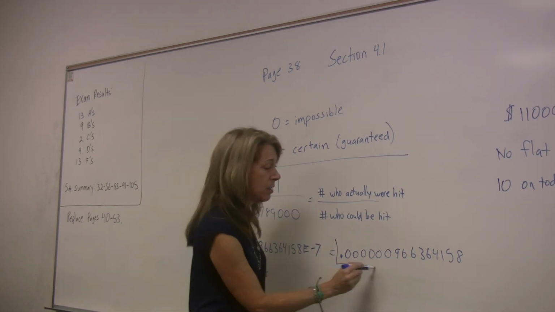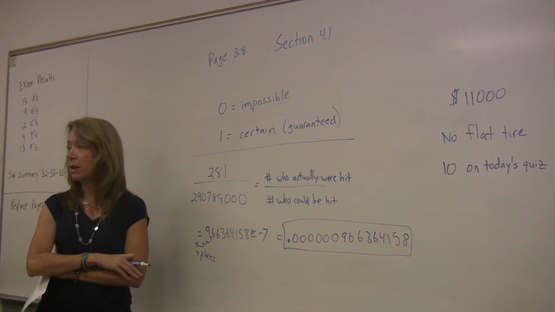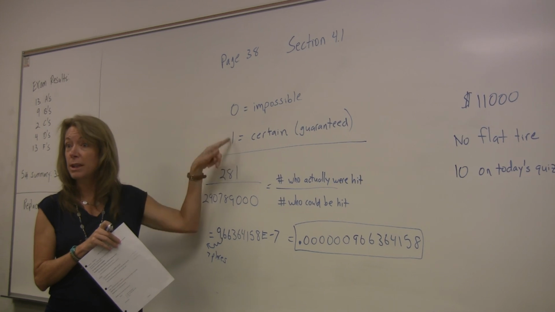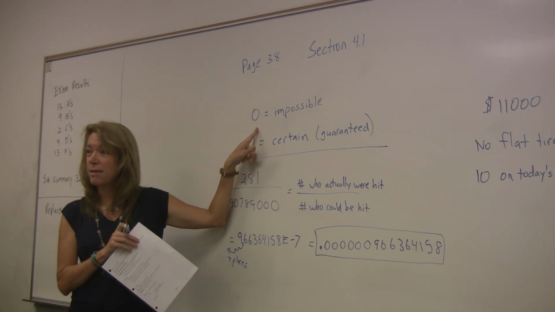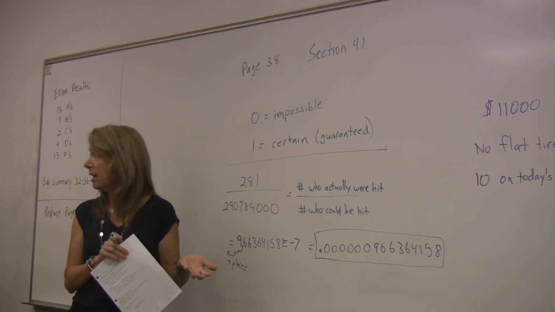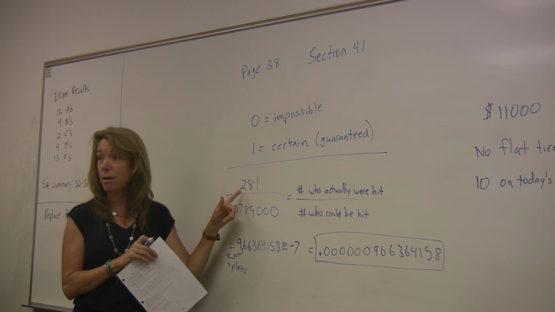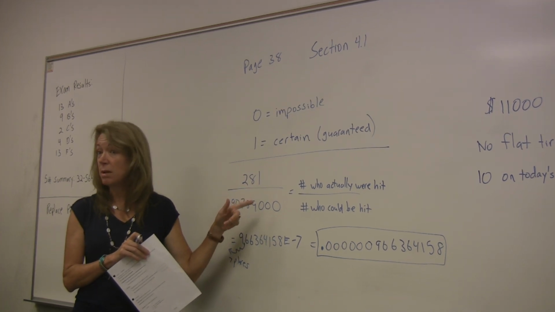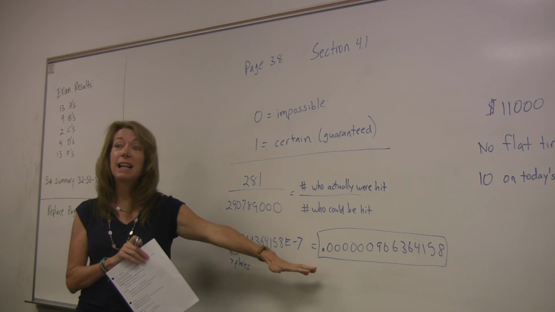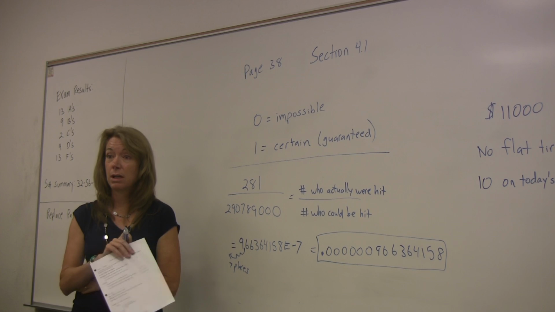Now this number is really close to 0, right? Really close to impossible, which we kind of know. How many people do we know that have been hit by lightning? Not very many, right? It's almost impossible to get hit by lightning. People do. 281 people, that's a lot of people. But out of everybody else, it's a very small probability. It is unlikely for someone to get hit by lightning because it's such a small probability.